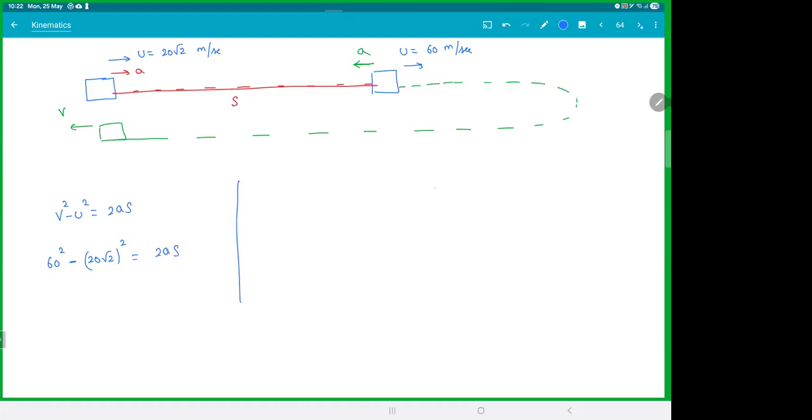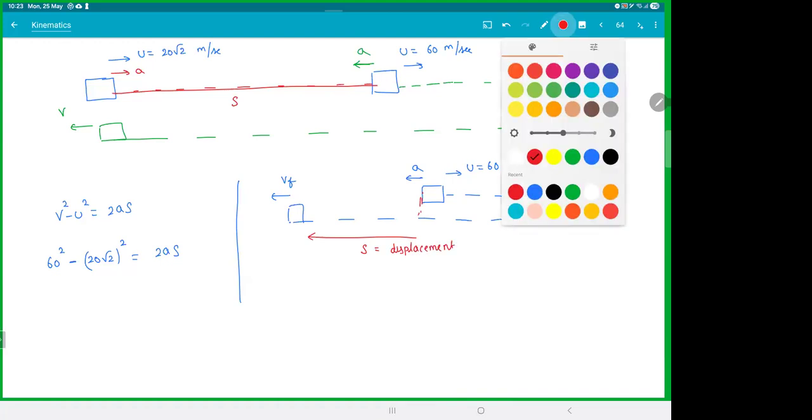Now for the second part, think about it like this. Indirectly, the question has become like this. u is 60. Acceleration is a. You are going back and you have reached here, and this is your v final. What is the displacement here? See, I don't care how you're going. The displacement is this. From here to here is your displacement. The point where the acceleration got reversed now becomes the initial point, and that would be your displacement.